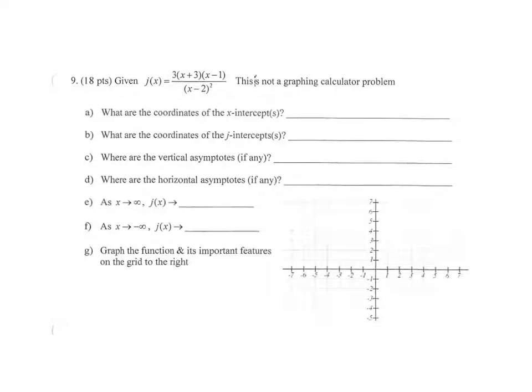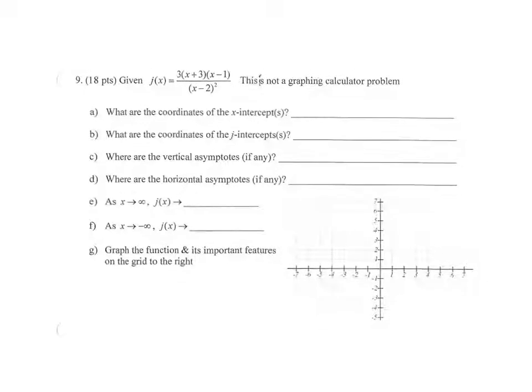What are the coordinates of the x-intercepts? The x-intercepts are the zeros, and that's where it happens in the numerator. So I see a 0 at negative 3, because negative 3 plus 3 is 0. I'm seeing another 0 at positive 1.